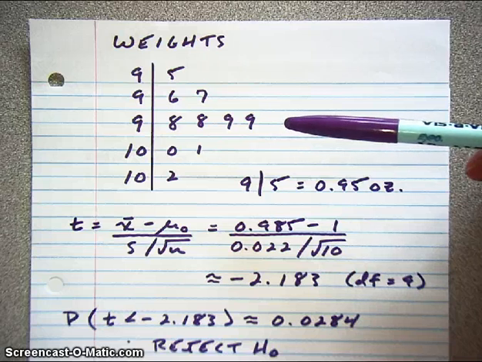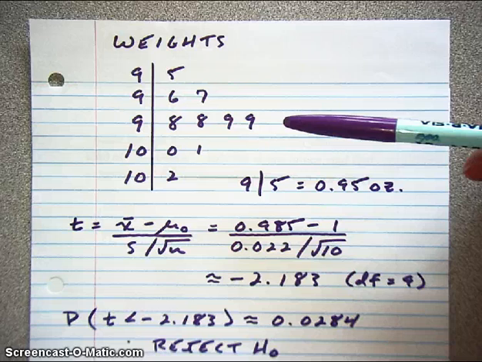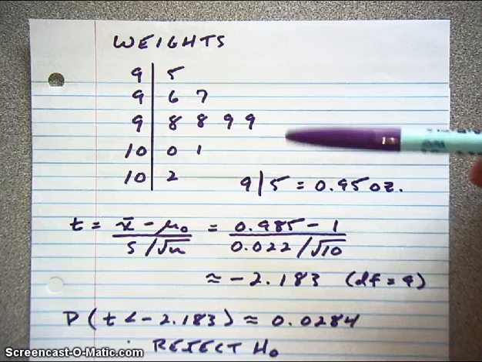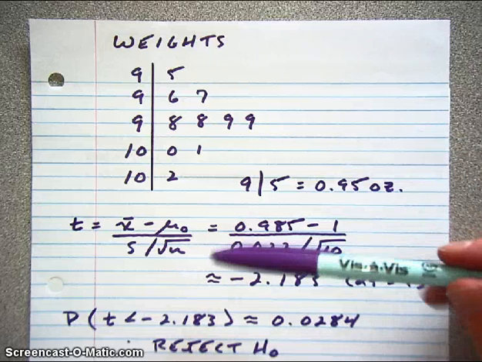You could use a normal probability plot, and if the normal probability plot is relatively straight, then you could argue that the data come from a normal distribution. So there are other methods besides the stem plot that you can use.